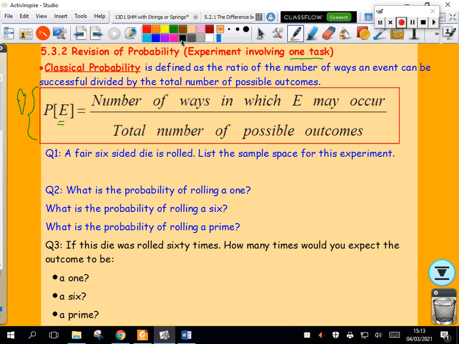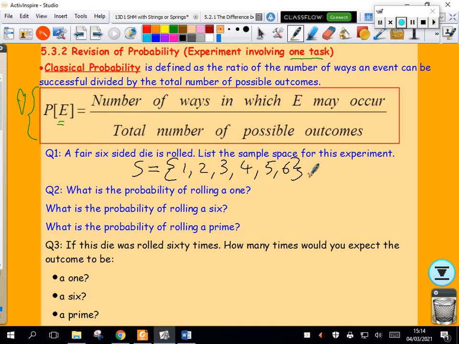So a fair six-sided die is rolled. I want to list the sample space. We mentioned before that the sample space for an experiment is a set containing all possible outcomes. If I roll a fair six-sided die, the possible outcomes are 1, 2, 3, 4, 5, and 6. Die is the singular for dice. I have one die. I have two dice.